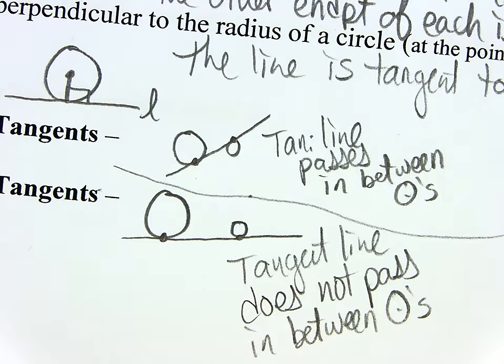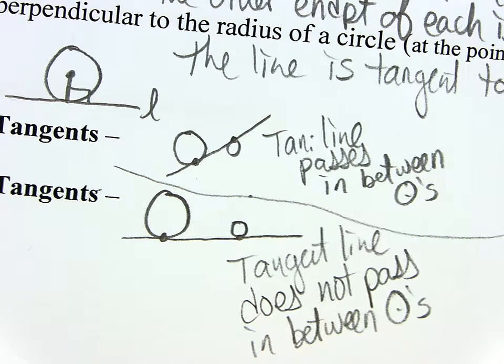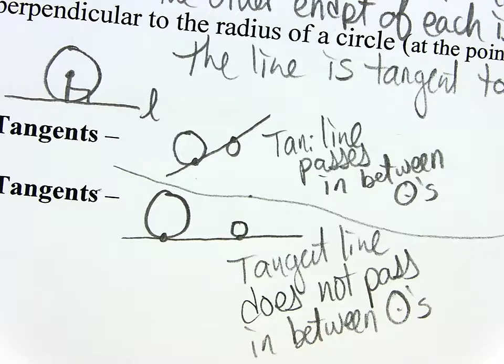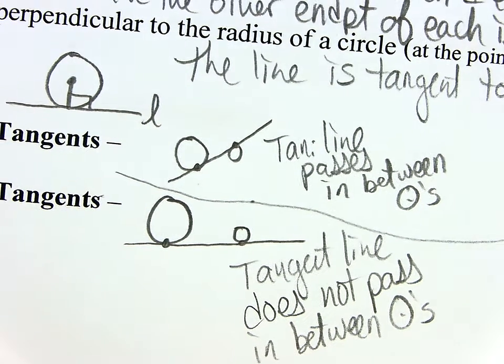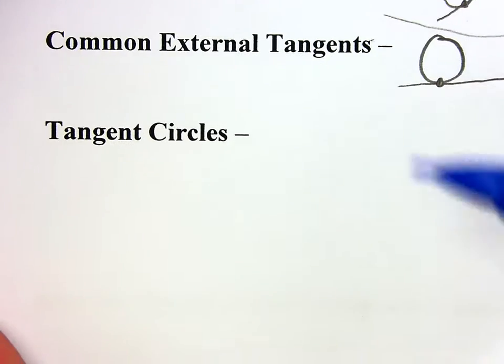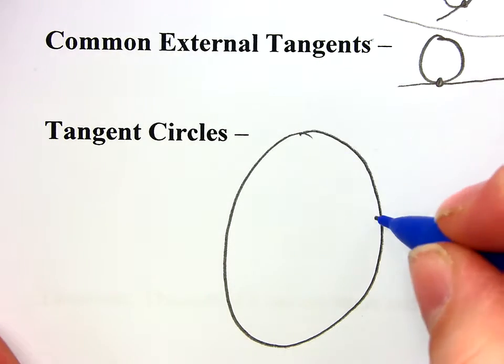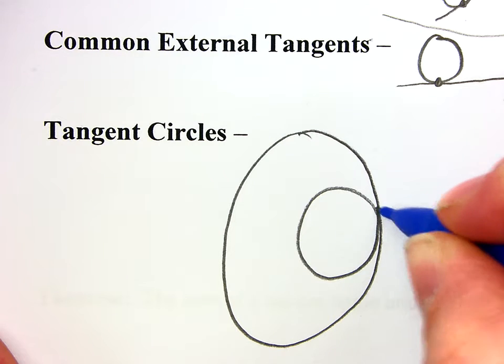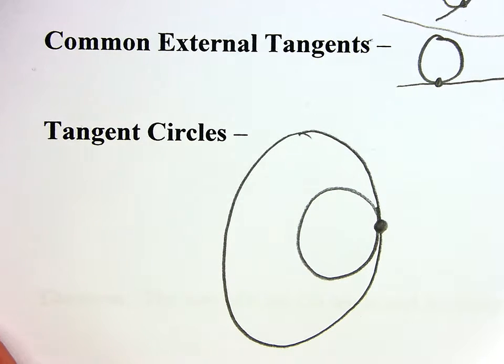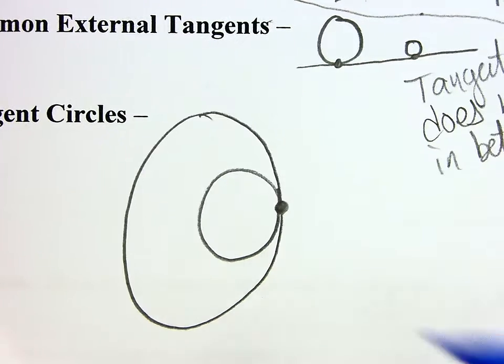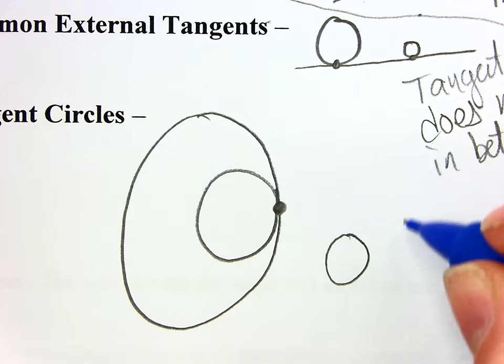So, does that make sense? Okay, so a common tangent line just has to be tangent to two or more circles. Internal crosses in between the two. External does not cross in between the two. Then I can have something called tangent circles. That's when I have two circles that share a point between the two of them. So they look like this. Usually you have a bigger one and then a littler one, and they're tangent to each other. It could be like that, or you could have it like this too.